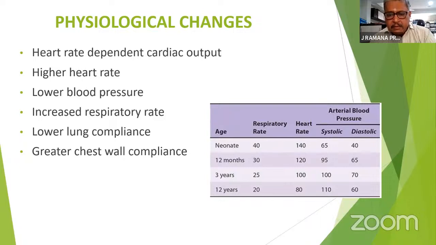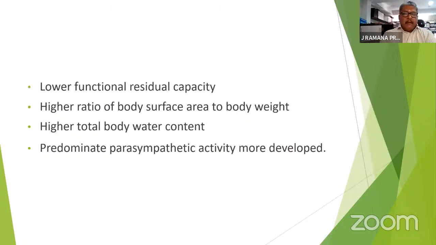At the time of birth, respiratory rate is 40, heart rate is 140, blood pressure is 65/40. At the age of 12 years, respiratory rate is 20, heart rate is 80, blood pressure is 110/60. In the pediatric population, FRC is low, and the ratio of body surface area to body weight is high. Higher total body water content. They have predominant parasympathetic activity. Sympathetic activity is less developed.